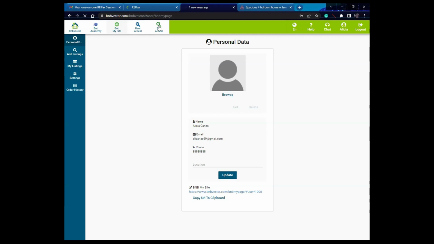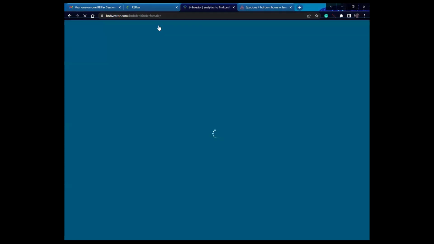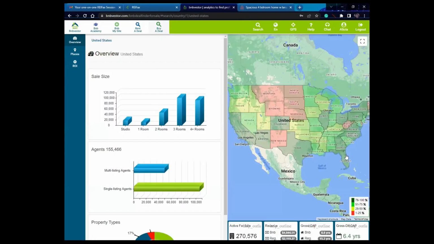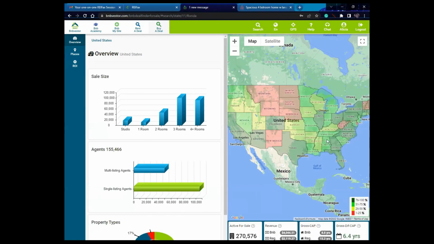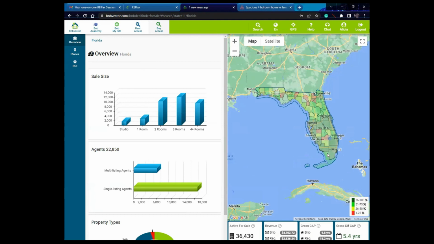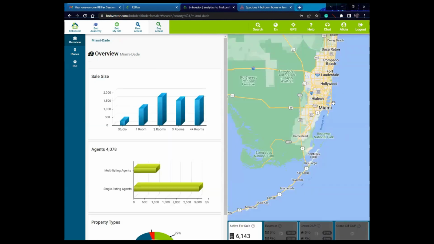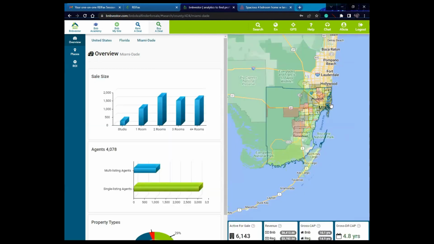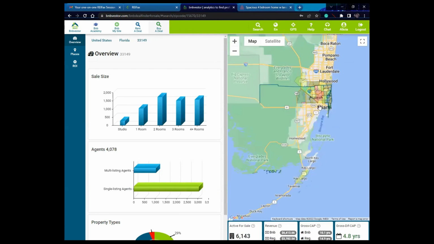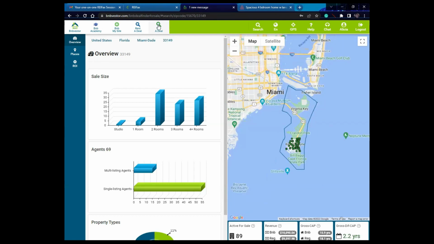And to show you what I'm talking about, let's zoom into an area. Let's go to Florida. Let's wait for the system. Let's go down here to Miami-Dade and zoom in to a particular zip code. And I'm in Buy a Deal.